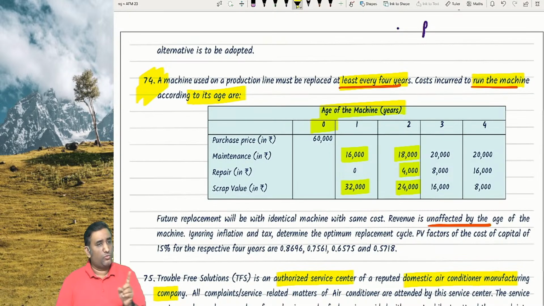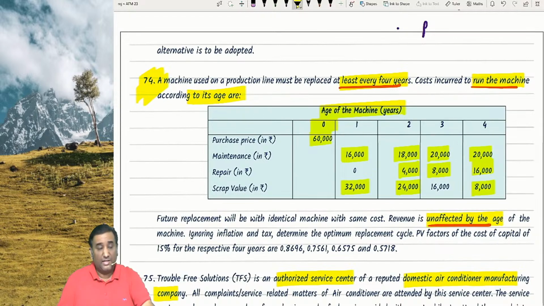That means as you go forward, maintenance will happen for the first year also, second, third and fourth. But salvage value will come only once, whichever year you are selling. For example, let's suppose we run for 4 years, 60,000. Then 16, 18 plus 4, 20 plus 8, 20 plus 16, and then you sell for 8,000. Future replacement will be with an identical machine with the same cost.